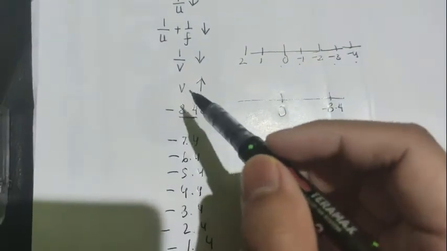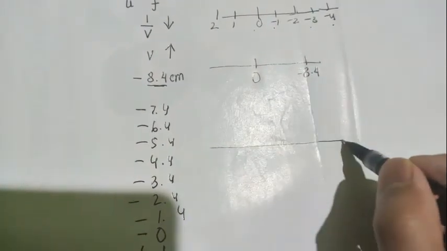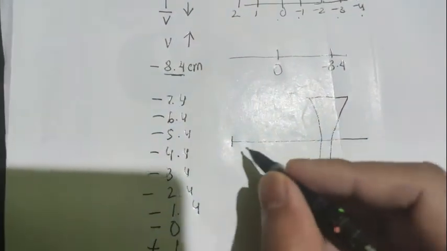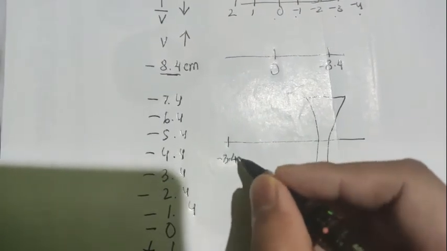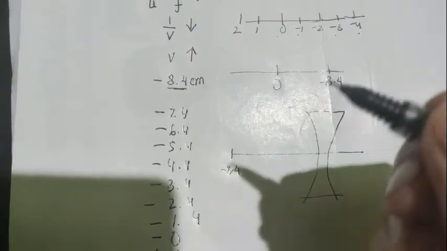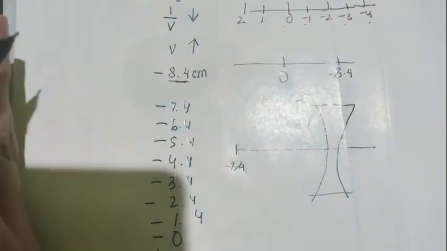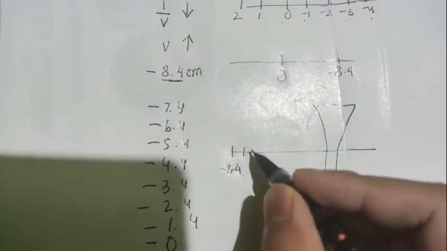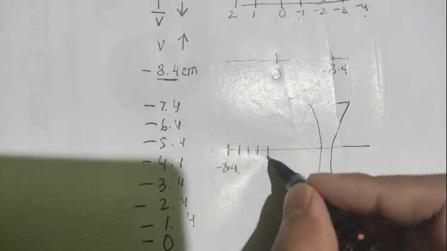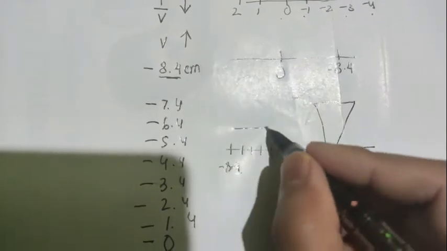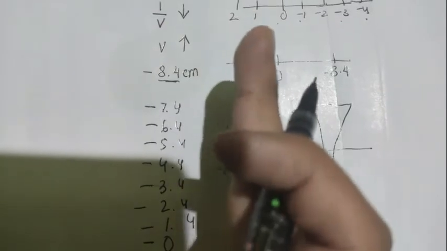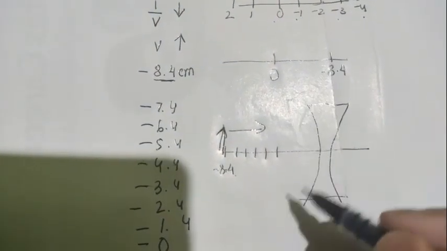So if my object distance u increases, my image distance v also increases. What does this mean? Earlier my image was at minus 8.4 centimeter. Clear? So if your object is moved towards the left, what happens? This value decreases. So this should move towards the lens. Minus 7.4, minus 6.4, minus 5.4, minus 4.4, minus 3.4. Clear? So what do you notice is that your image, this is your image, right? This image is slowly moving towards where? It is moving towards your lens.